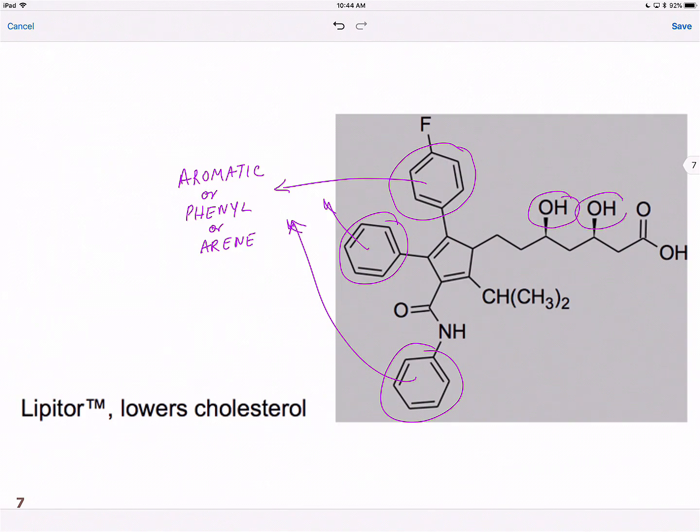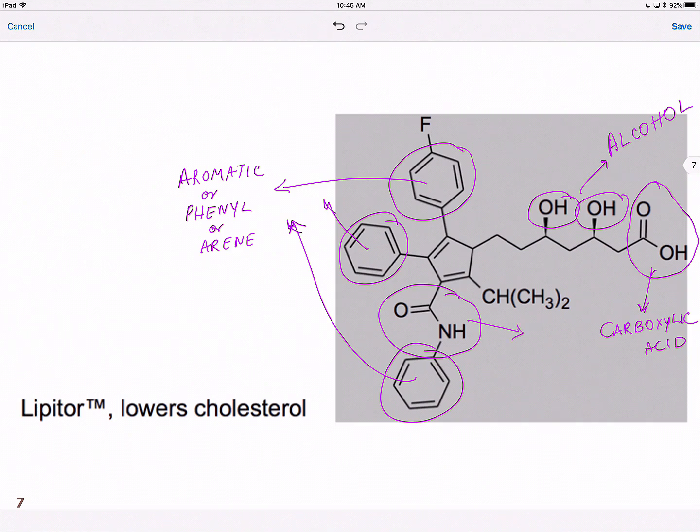And we have one here. Very good. These are alcohols. And then what about this? Very good. Carboxylic acid. Right. Then let's look at this. Yeah, this is the amide.